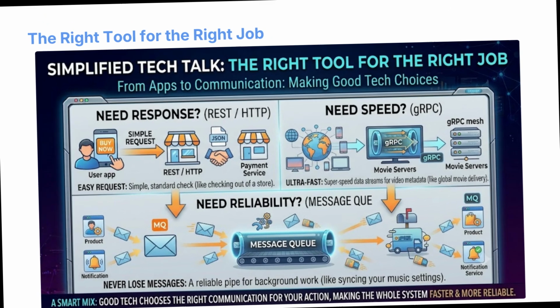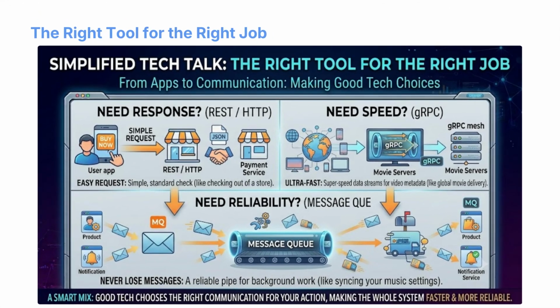Let's summarize. REST is ideal when an immediate response is required. gRPC provides fast, efficient communication between internal services. Message queues enable asynchronous processing and improve reliability. Great architects don't choose one technology for everything, they choose the right communication method for each business scenario.